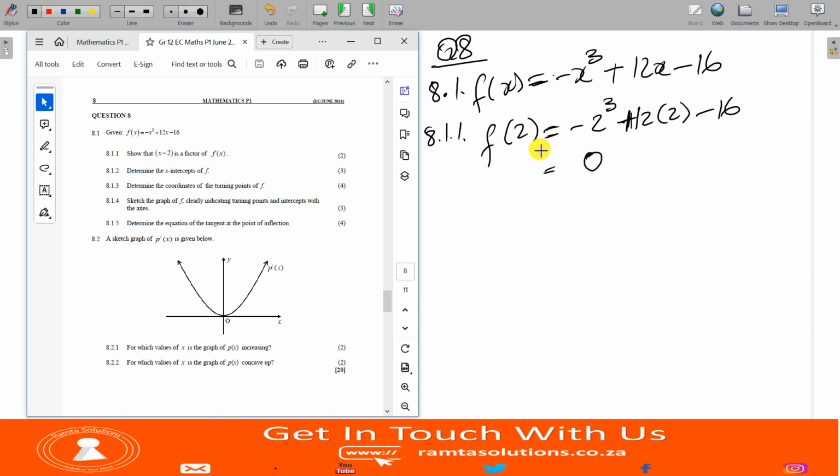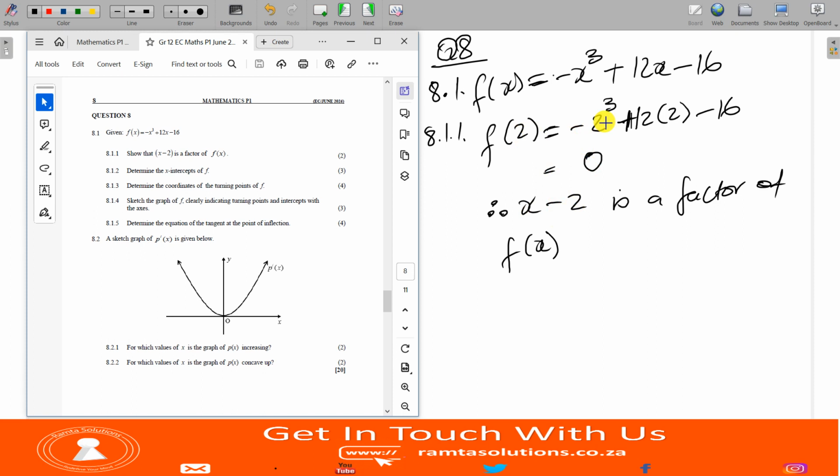So when we get this to be 0, we can therefore conclude that x minus 2 is a factor of f of x, isn't it? Remember, if something is a factor of an equation, then when you substitute the value, it will be 0. Here your root will be x equals 2. So where there is x, you put 2. If it gives you 0, you must know that x minus 2 is a factor.